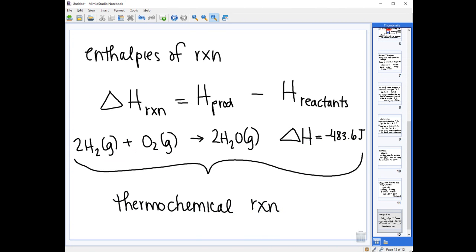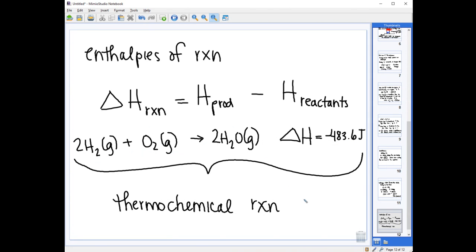Okay, because we've got our balanced reaction here, but then we've got this delta H, this enthalpy change out here of negative 483.6 joules. So this tells us the enthalpy change in our reaction. We've taken the enthalpy of our products and subtracted out the enthalpy of our reactants, our H2 and our O2, and we can measure that. And that is equal to negative 483.6 joules.